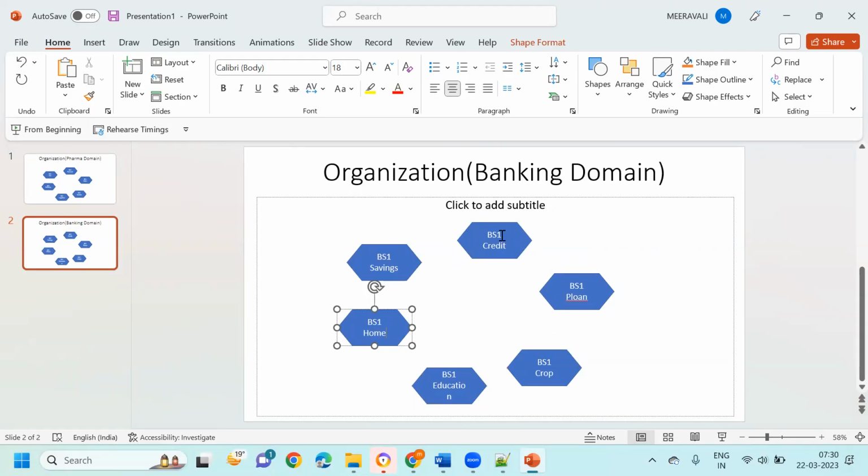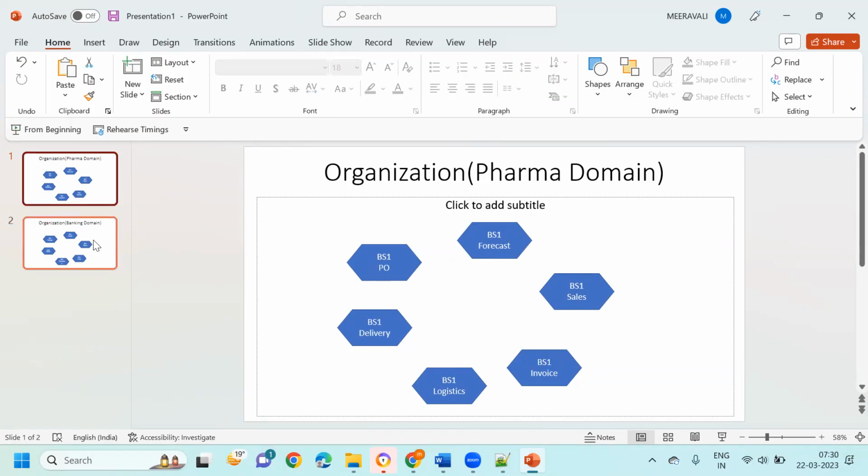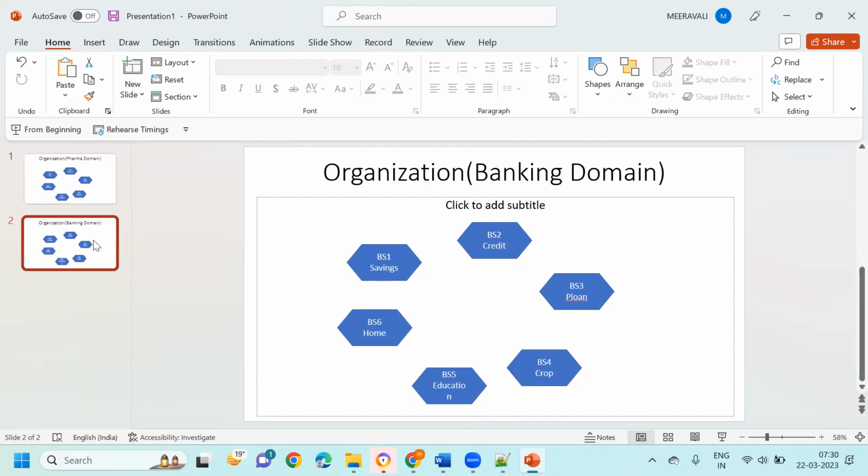This is my business system one, this is business system two, this is business system three. Like that, I have n number of business systems, guys. I'm showing you only some business systems here, whereas in an organization we can see n number of them. So an organization is not a single entity; it may contain n number of business systems.